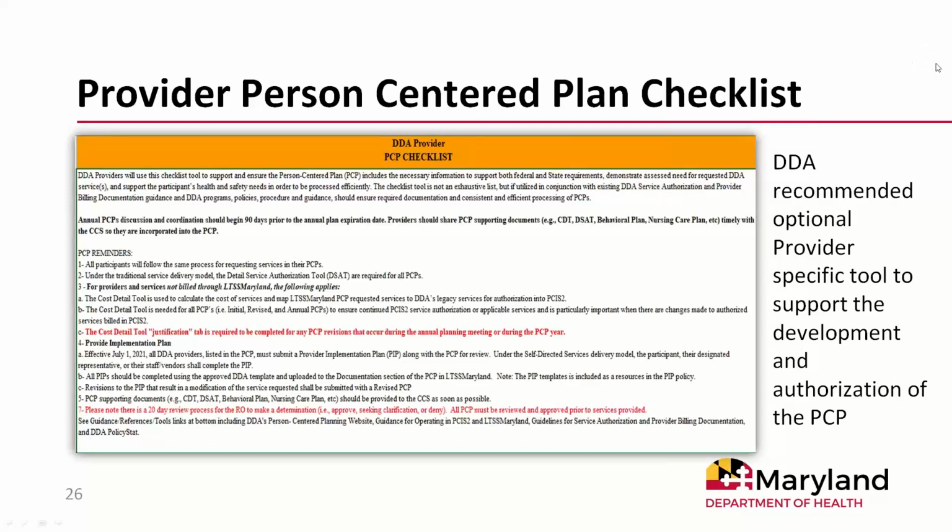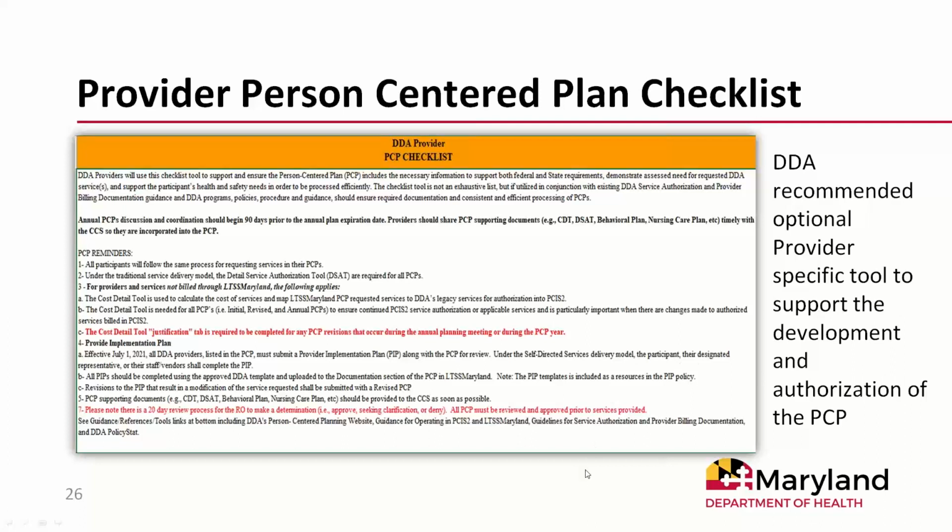The provider implementation plan, effective July 1st, 2021, will be required, as we've talked about previously, and submitted along with that person-centered plan. That PIP should be completed using that DDA template that we've just shared. And revisions would be through modifications and that revised PCP. It's important that the supporting documentation that we're going to be reviewing in a few minutes is also included and shared with that CCS as soon as possible.